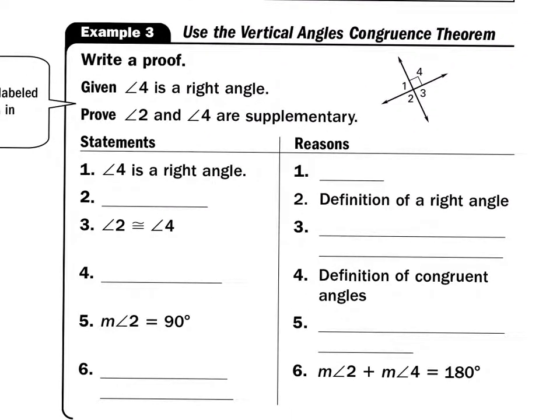Okay, here's our proof. 4 is a right angle. 2 and 4 are supplementary. So 4 is a right angle from given. And then what does it mean to be a right angle? So that means the measure of angle 4 equals 90 degrees, because it's the definition of a right angle. And then 2 is congruent to 4 because they are vertical angles.